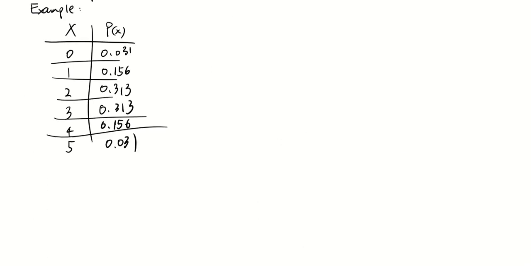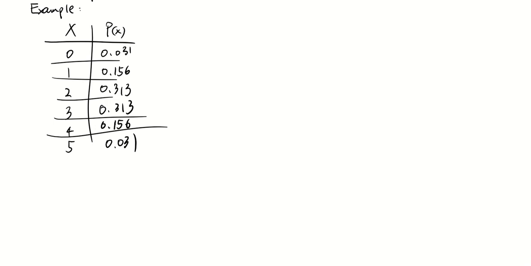Now let's look at another example about probability distribution. This probability distribution is the probability of having 5 kids, and x represents the number of girls you have. So if you have 5 kids, the probability of having 0 girls is 0.031, having 1 girl is 0.156, and so on.